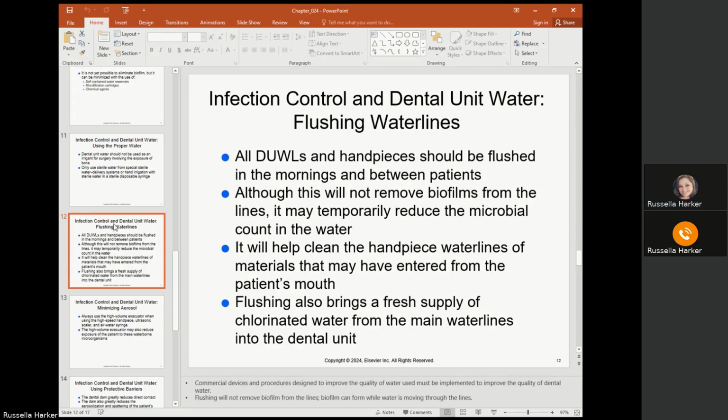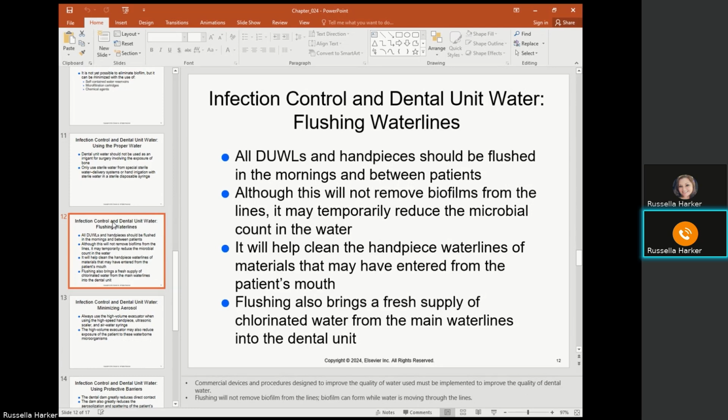All dental unit water lines, or DUWLs, and handpieces should be flushed in the mornings and between patients. So flushing them is taking them out of their holder and allowing water to run through them for 30 seconds. So you do that in the morning before you see a patient, and then after each patient, you allow it to flush for 30 seconds. And not only the line, but the handpiece that you used.